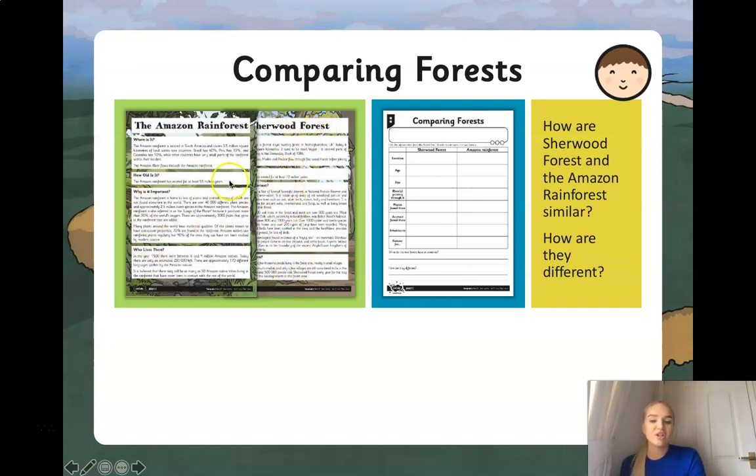Now this section here for the Amazon rainforest, why it's important, we're going to be zooming into that section when we're back at school next week. So it's really important that you try and get your head around that point. That will give you a bit of a head start for next week.